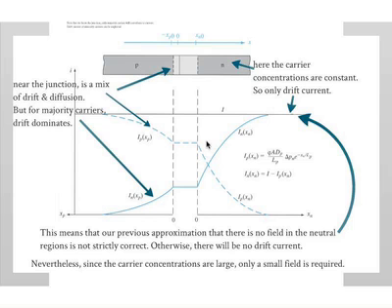Now, looking at this in a bit more detail. Near the junction, you have a mix of drift and diffusion, like I said. Far away from the junction, you have mostly drift. So near the junction, you have partly drift and partly diffusion. But for majority carriers, drift dominates. For minority carriers, you have this diffusion. This means that out here, first of all, the carrier concentrations are constant, right? So you can only have drift, which is what I've mentioned.